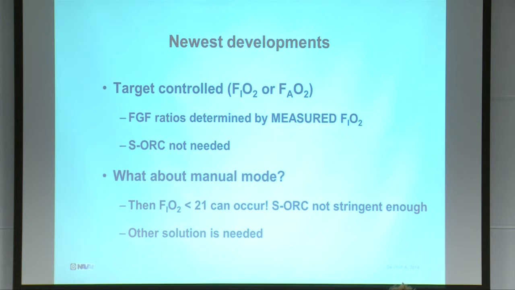If we set a target of FiO2, then the machine is using a fresh gas flow and is using feedback from the measured FiO2 to maintain an FiO2 at that set level that we selected. So in that case, an S-ORC is not needed because we would not select an FiO2 that's less than 21%. But what about the manual mode? Well, in the manual mode, the S-ORC criteria are not stringent enough because that's when it would kick into place. And at the fresh gas flows between 0.7 and 3 liters per minute, an FiO2 below 21% can occur. So in my opinion, it's clear that we need another solution.